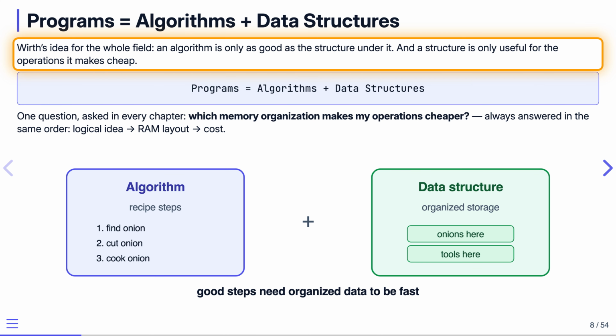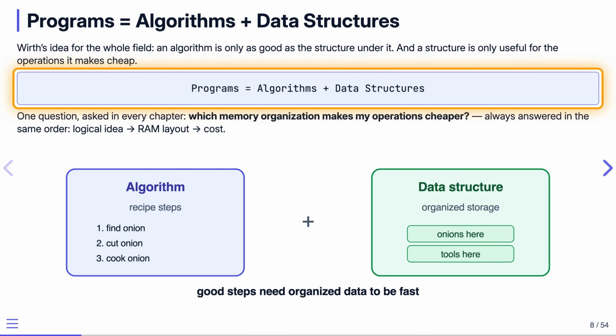There is one famous idea from Niklaus Wirth that sums up this whole field. An algorithm is only as good as the structure it runs on, and a structure is only useful for the operations it makes cheap. Wirth wrote it as a short formula. Programs equal algorithms plus data structures. The two always come as a pair.